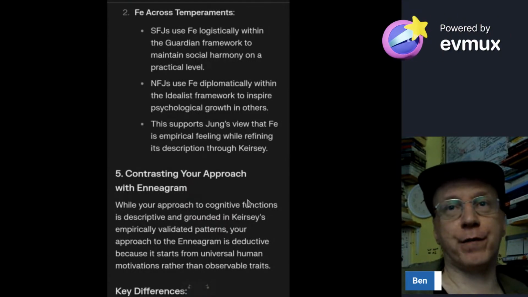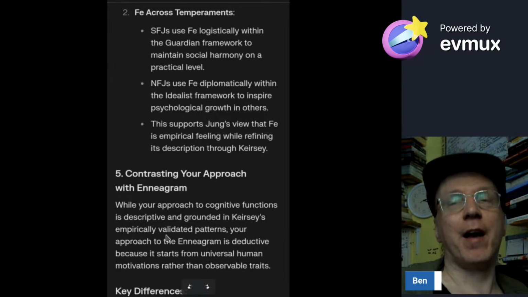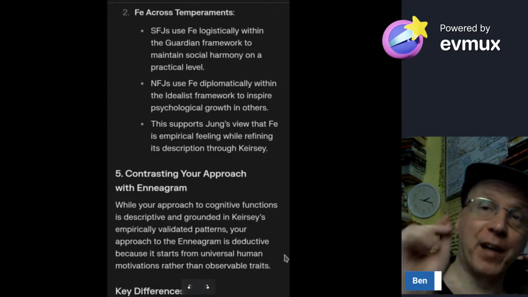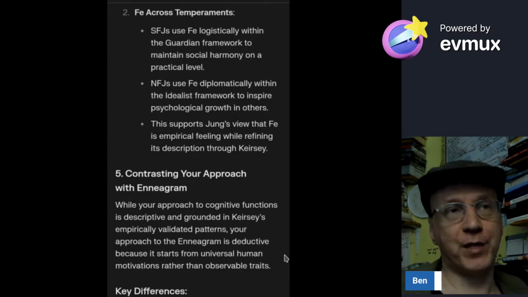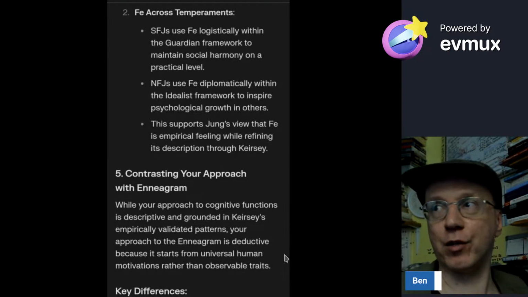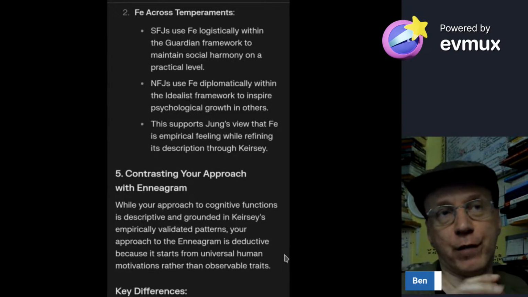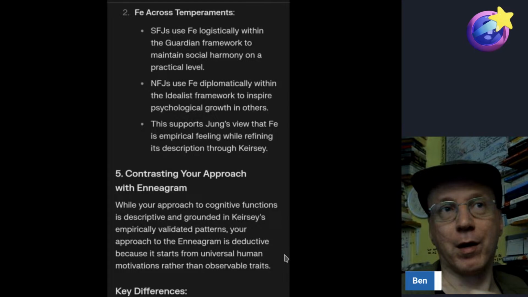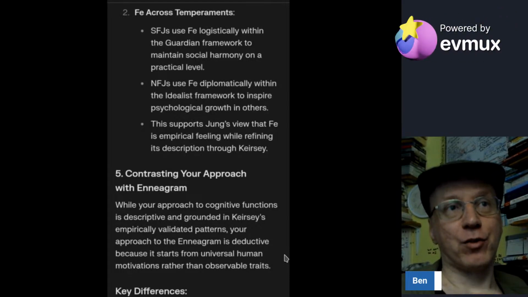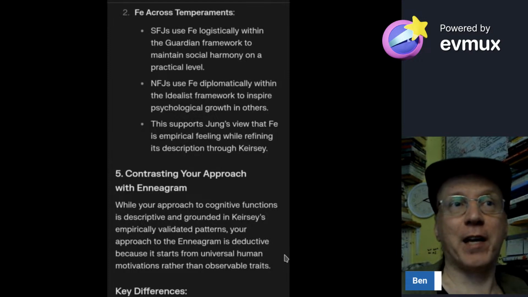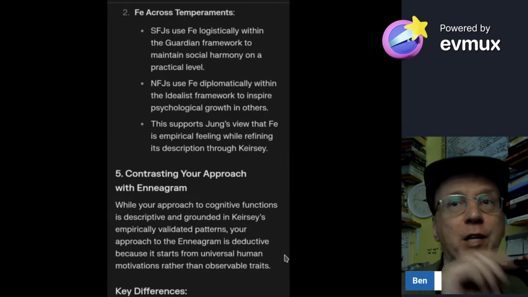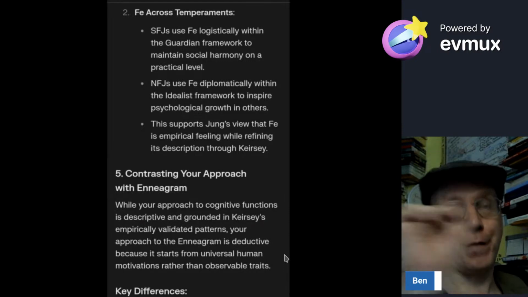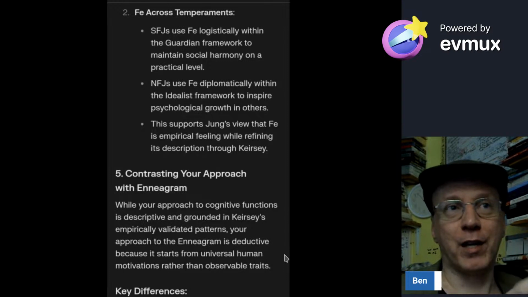Contrasting your approach to Enneagram, while your approach to cognitive functions is descriptive and grounded in Kersey's empirically validated patterns, your approach to Enneagram is deductive. Now, the benefit of this is then you're not describing Enneagram types based on the person who is fixated, because the person who is fixated also has a Jungian temperament. So, for example, if you describe Enneagram 6 fixated people, a lot of them are guardians, and so you're going to put guardian traits into the 6. Well, then if you get an idealist or a rational or an artisan who is Enneagram 6 fixated, those traits won't carry over. So what you need to do is deduce from the fixation. And as I said before, the fixation is real. It's not just made up.